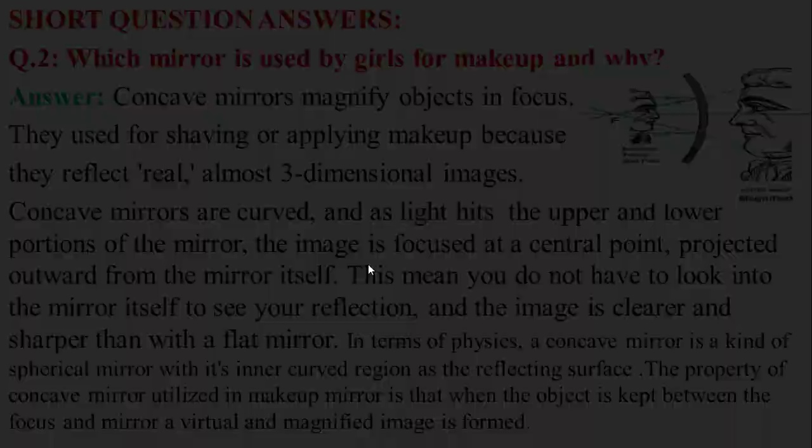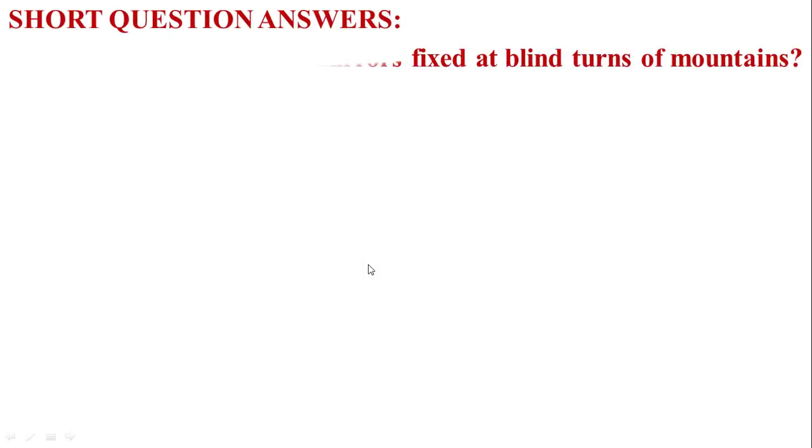Now we will move to the next question. The given statement is: why is a large convex mirror fixed at the turn of a mountain? This is also a simple question: why do we use a convex mirror at the turn of a mountain or on high-road buildings? So this is the simple answer.